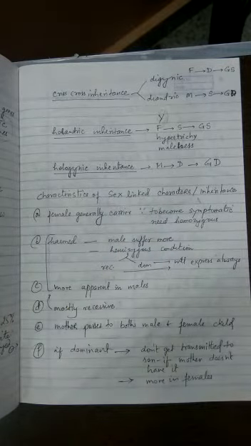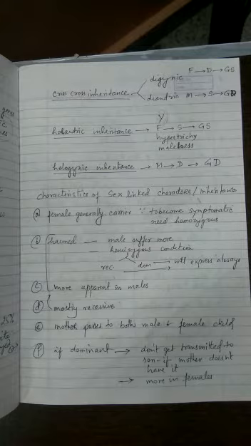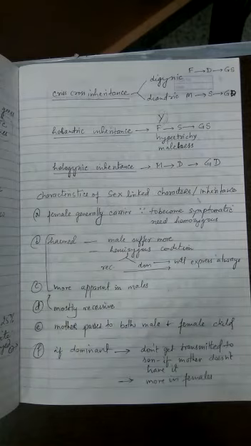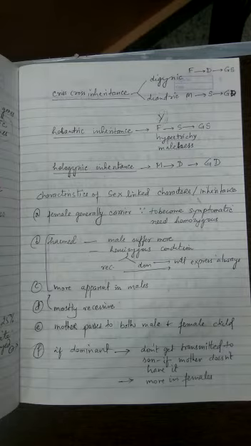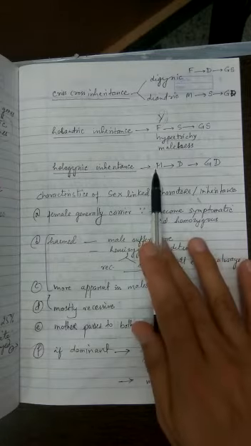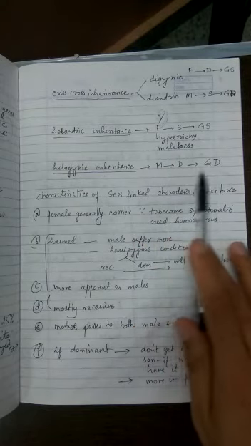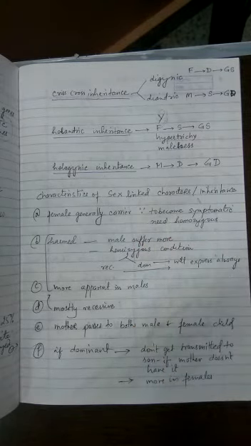Now opposite to this we can even have hologynic inheritance. Holo means complete, gyno means female, so those characters which are only transferred from female to female and will never go into the opposite sex are called hologynic inheritance. So mother will pass the character to daughter, daughter will pass to the granddaughter. This is called the hologynic type of character.